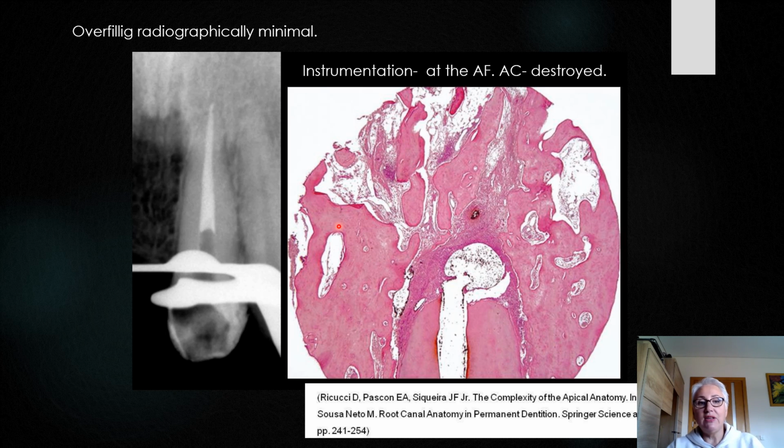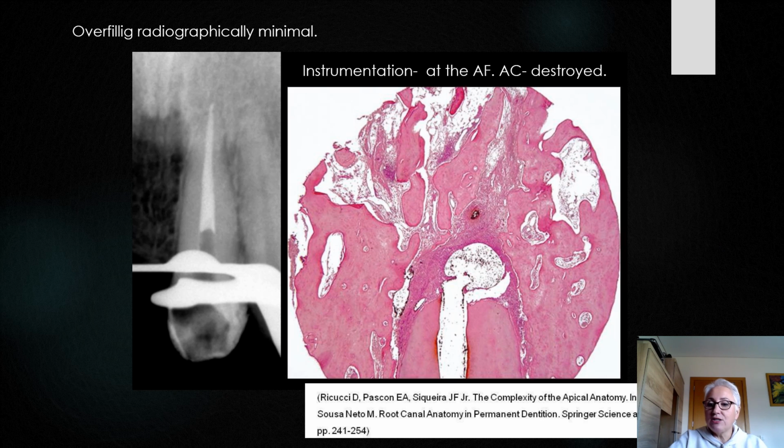You can see here radiographically it's an overfilling, but minimal. Only a small amount of sealer is there. And you can see on the X-ray that the instrumentation was done at the apical foramen. There is no apical constriction. The apical constriction is destroyed, and we have some granulation tissue around this sealer.